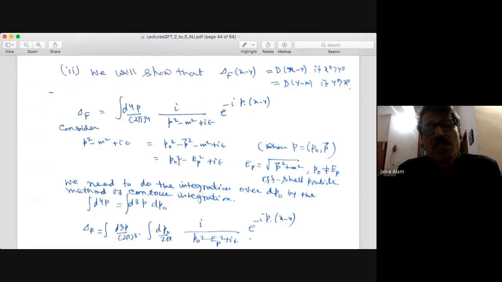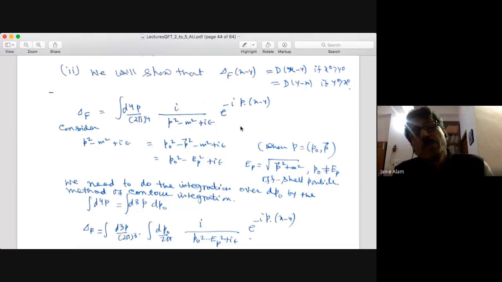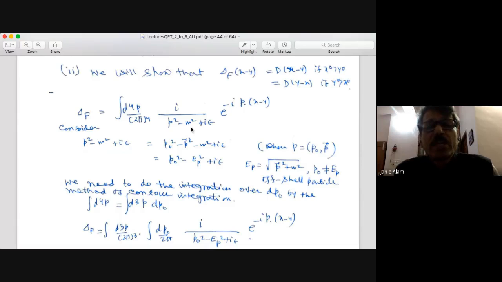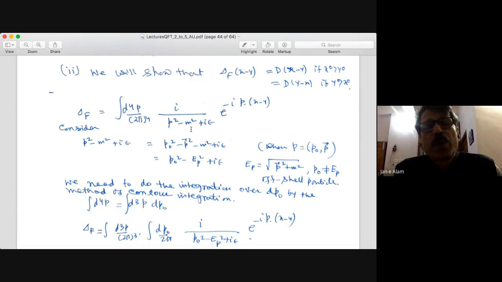If that becomes so, that is the pole actually. So p0 square minus Ep square plus i epsilon is written in this way, and p0 equal to plus minus Ep is actually the pole of the propagator. Let me make a comment here: if this is the momentum space propagator, then it has a pole at four-momentum square, p square equal to m square. If you identify this m as a mass, then you can define mass in quantum field theory as the pole of the propagator. Pole of the propagator is the mass of the particle.